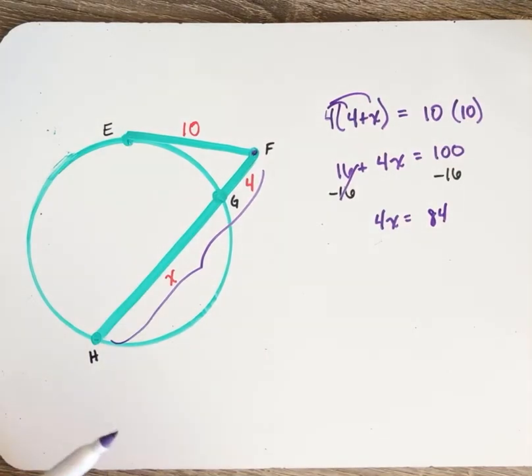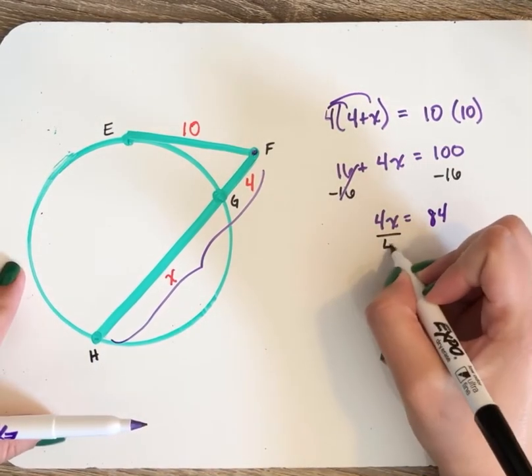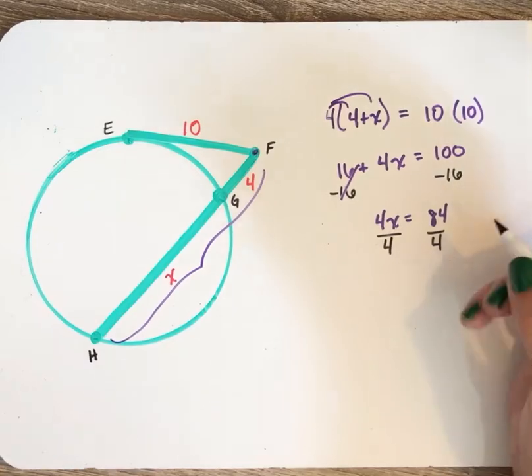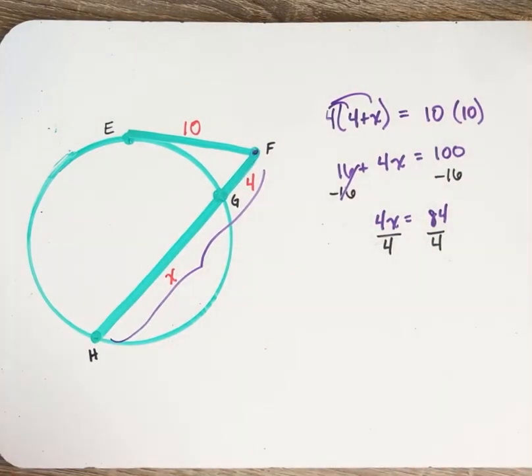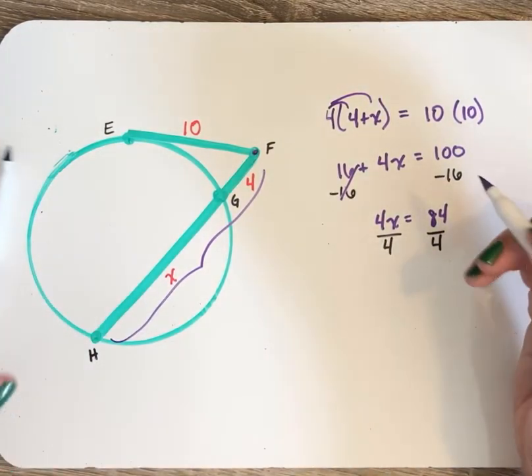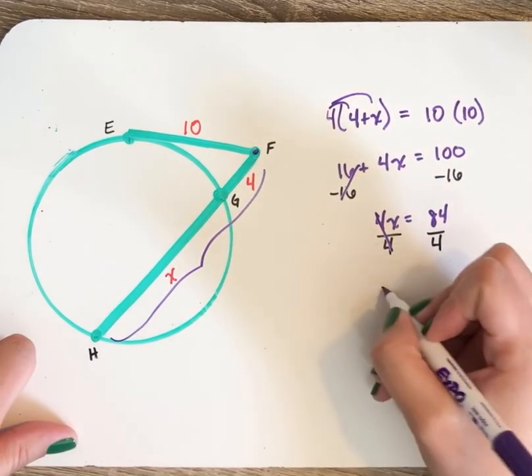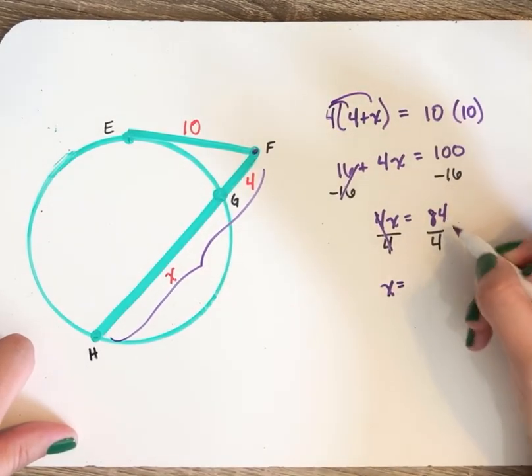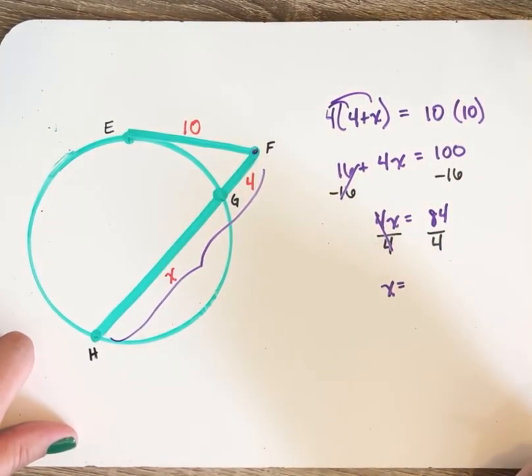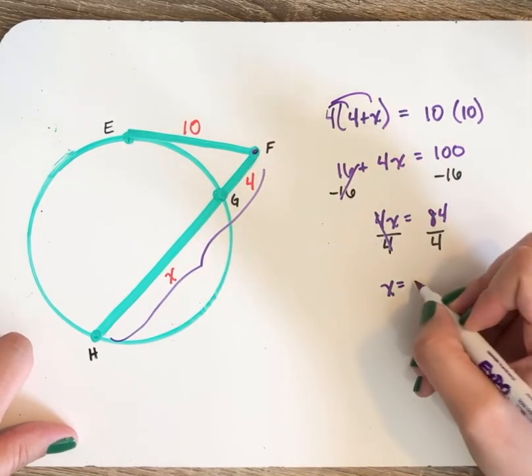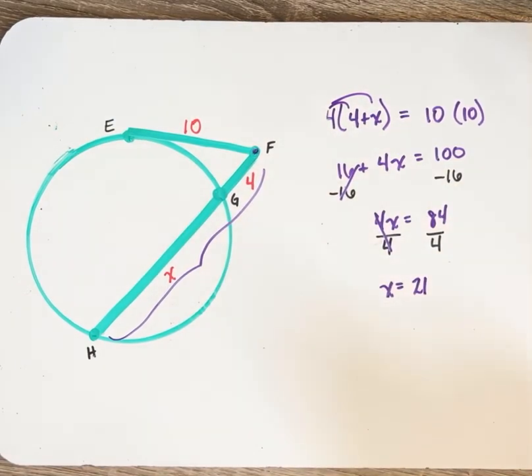Okay, so my final step to isolate x is to divide both sides by 4. On the left side, those 4s cancel each other out. On the right side, when I do 84 divided by 4, I get 21. So x is equal to 21.